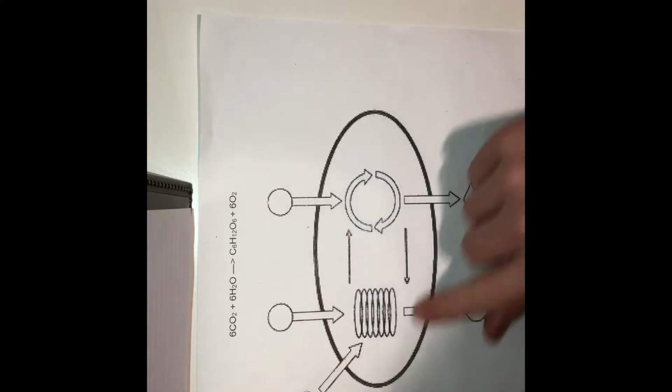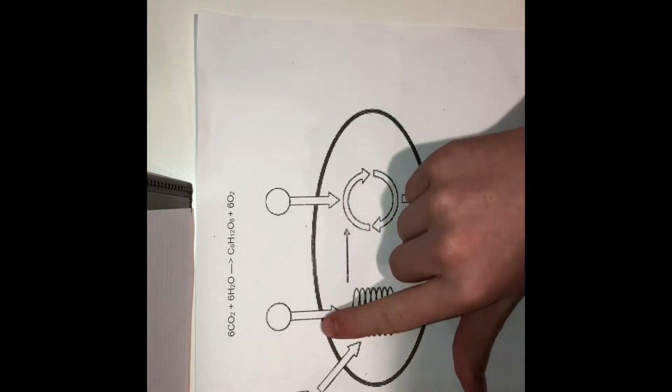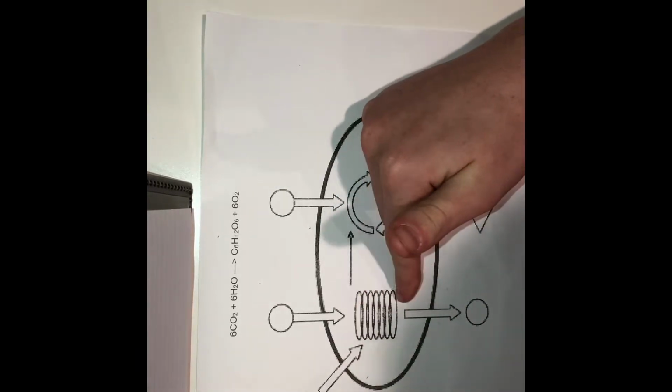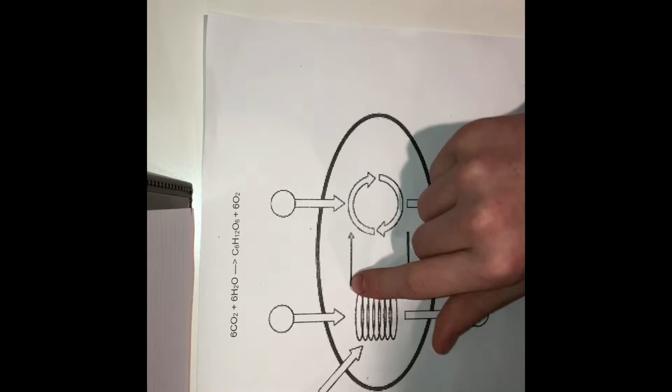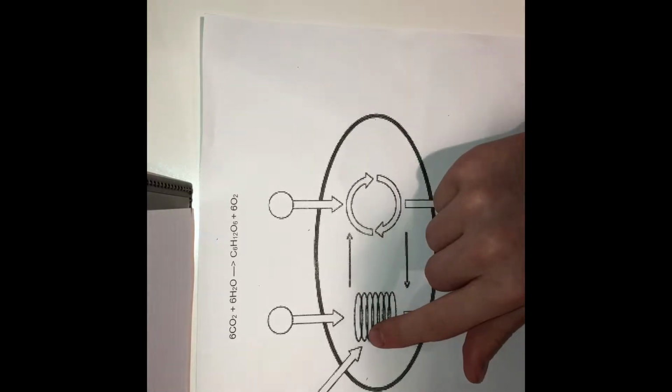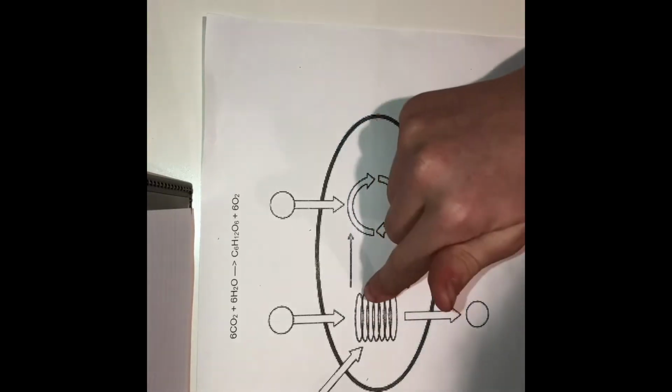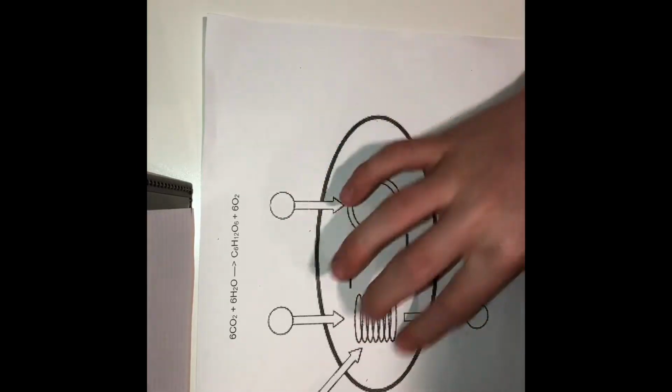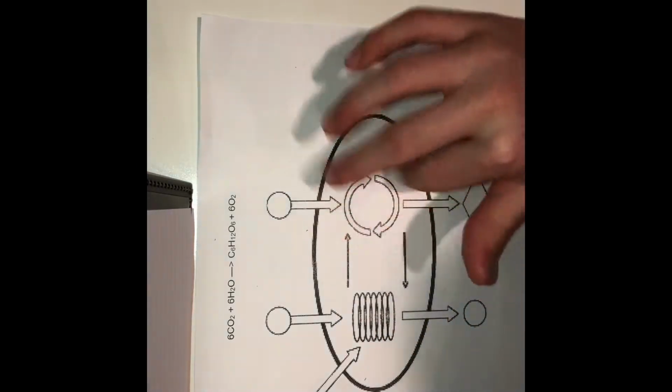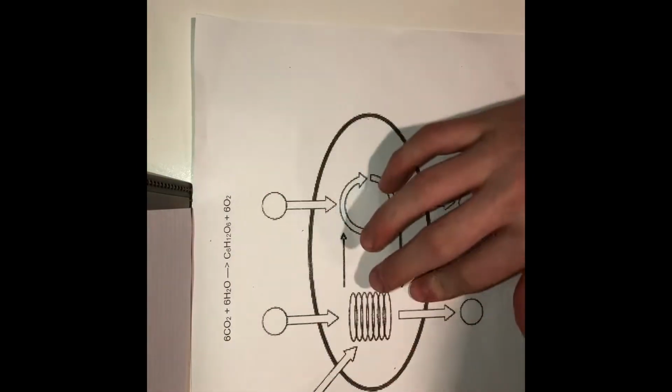Seen here is the outer membrane of the chloroplast. Seen here is a granum. Each one of these discs, or pancakes if you want to call them that, is a thylakoid. Outside of the granum is called the stroma, which is also inside of the chloroplast.